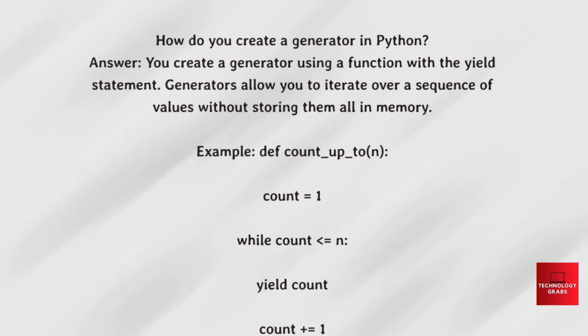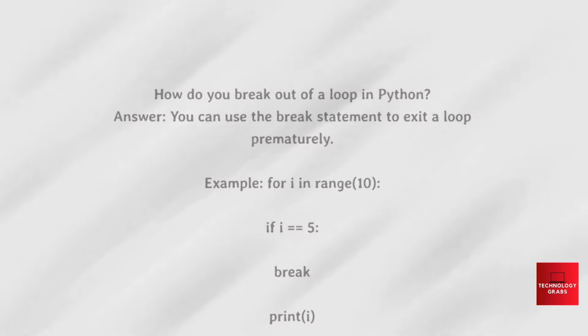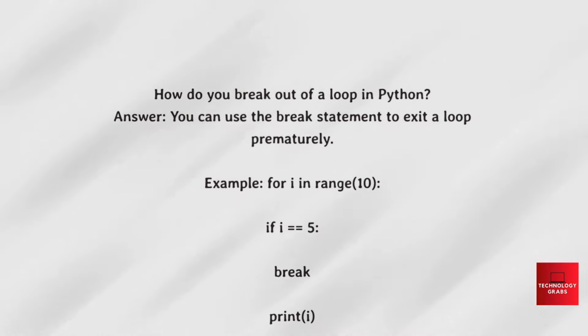How do you create a generator in Python? Answer: You create a generator using a function with the yield statement. Generators allow you to iterate over a sequence of values without storing them all in memory. Example: def count_up_to(n): count = 1; while count <= n: yield count; count += 1. For number in count_up_to(5): print(number).